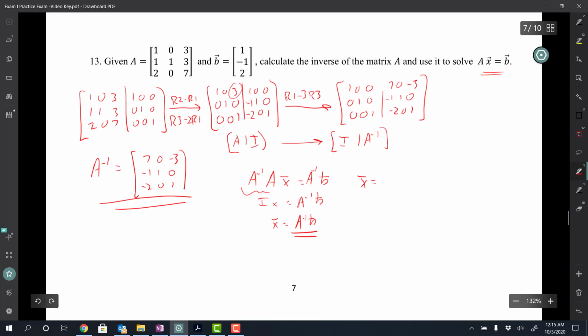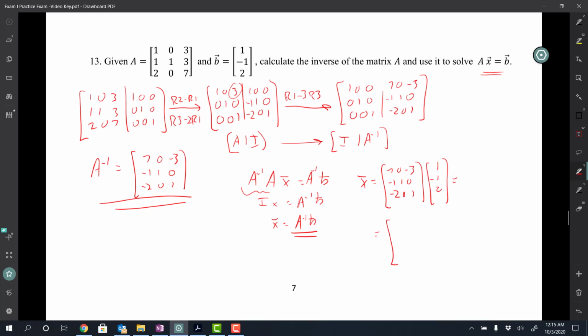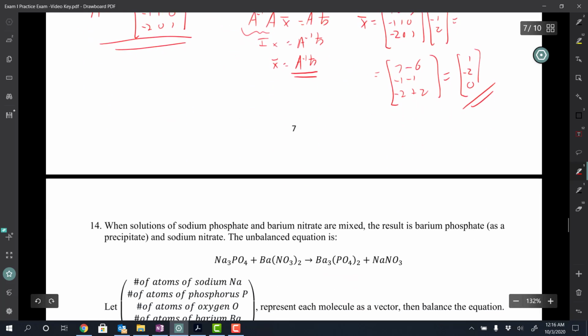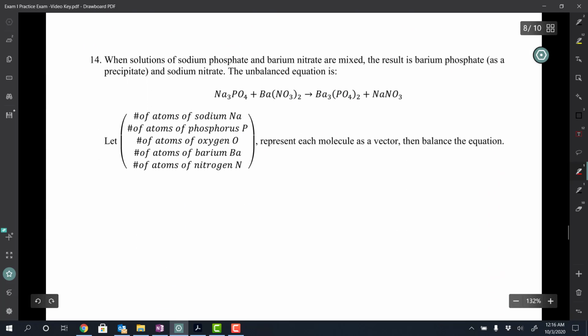So if I want to solve the equation, all I have to do is take my inverse and multiply it by the vector B. In this case, I'm going to get 7 plus 0 minus 6, negative 1 plus 0, negative 2 plus 0 plus 2. Looks like I should get the value 1, negative 2, and 0. And that should be my solution. 1, negative 2, 0.